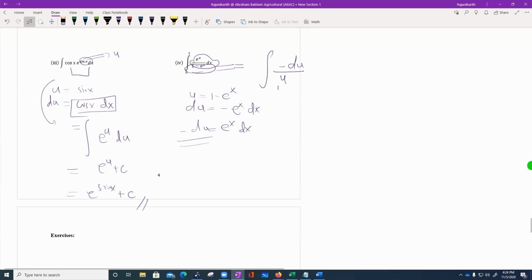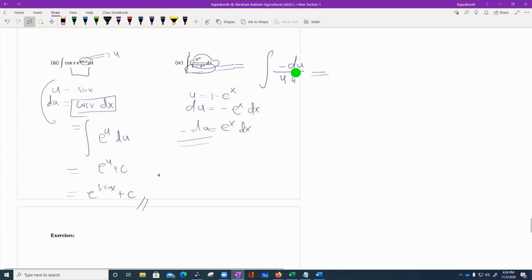Okay. So there are a couple of things you could try. One is changing the original limits to the u limits and finding the answer of this integration. Or you could go back, replace by your old variable, and then use the same limits. So either way, you could do it like this also. But now I'm not doing that.